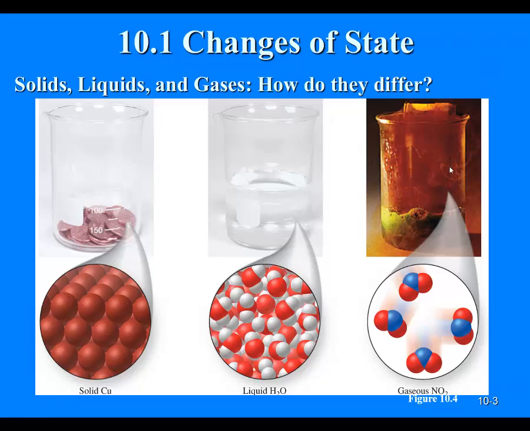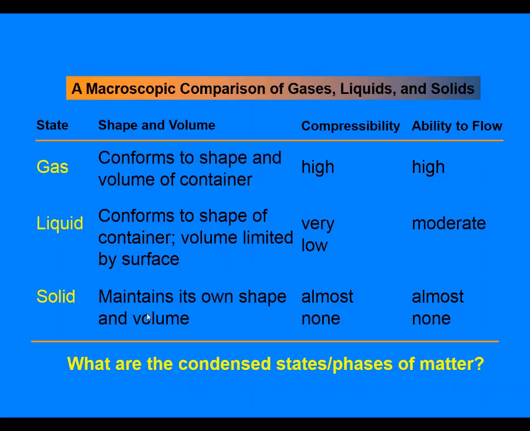Remember, if we look back at our pictures here, the gases are very compressible because of all this empty space between the gas particles. Your liquids, though, don't have a lot of empty space between the particles, so I can't compress liquids very readily. And solids also have very little space between the particles, so I can't compress solids very much either. So those are my condensed states of matter that have very little compressibility.